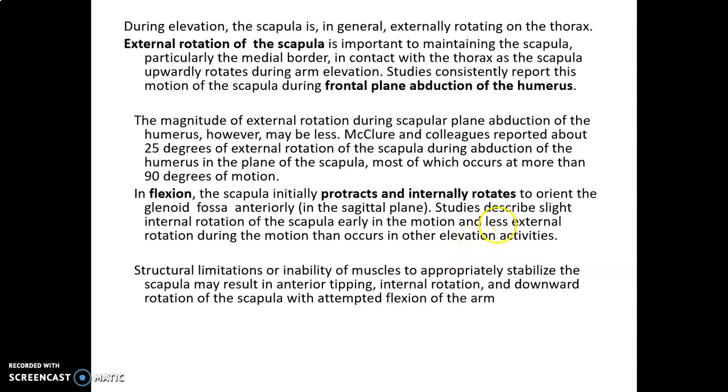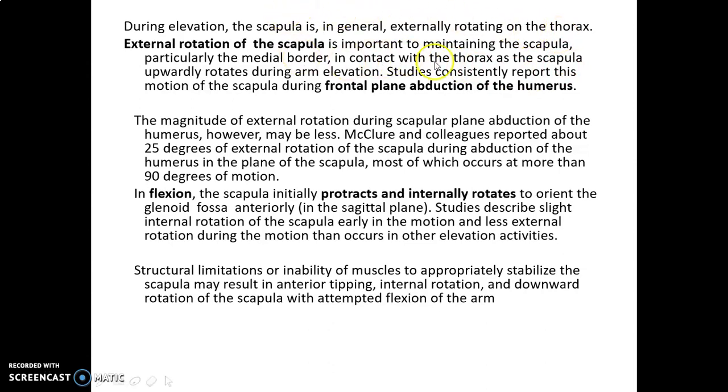Continuation of the integrated functions of the shoulder complex. With this description, you have to understand that if there is a structural limitation or inability of the muscles to appropriately stabilize the scapula, what will happen? Exactly the opposite of the normal function, which is posterior tipping and external rotation during elevation, and an upward rotation of the scapula.